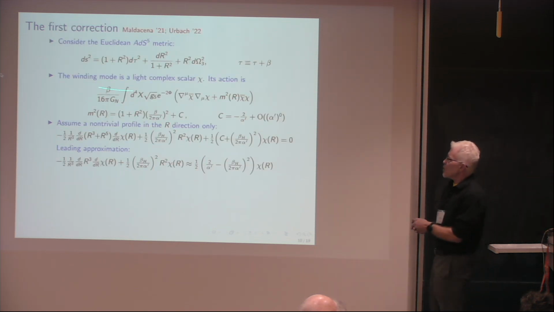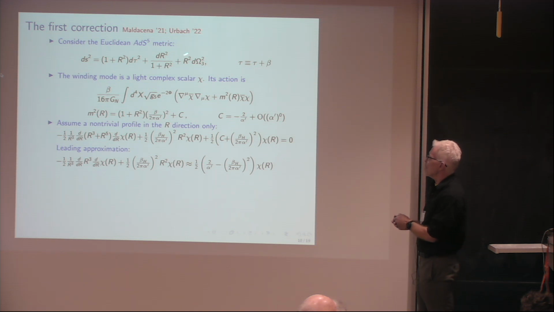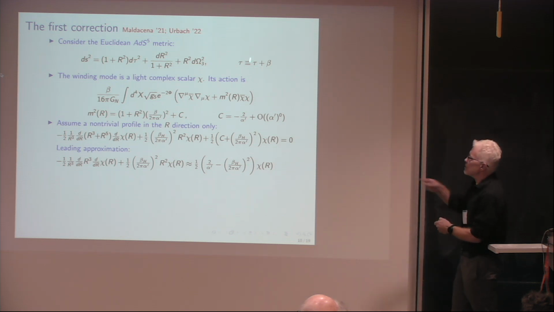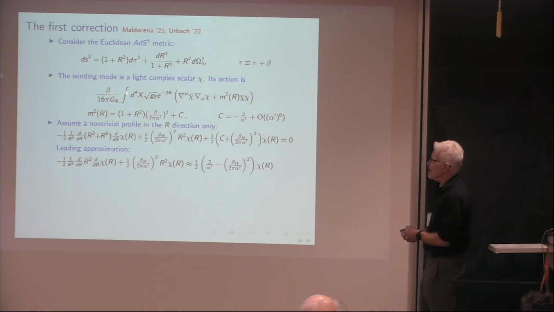The second term was explained by Maldacena and Urbach. To do that, we can consider a Euclidean AdS5 metric. I'm going to use this metric here, where tau is identified with tau plus beta. This is my thermal circle. The winding mode should be a light complex scalar chi, and so its action would basically have this form here. We can just consider its kinetic term and the mass term.